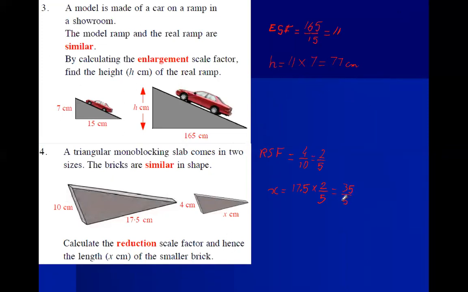Is it? Yeah. Divide by 5. Yeah. 7 centimeter, or X equals 7. Okay.